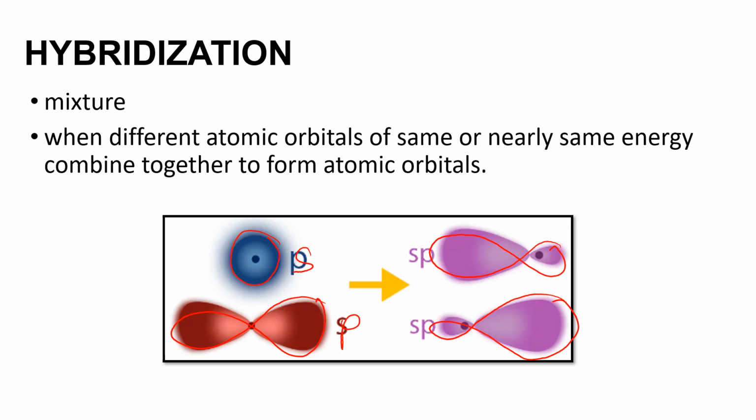And note that hybridization is the mixture or combination of atomic orbitals, just like the mixture of salt and water. And hence, we define hybridization as when different atomic orbitals of same or nearly same energy combine together to form hybrid atomic orbitals.